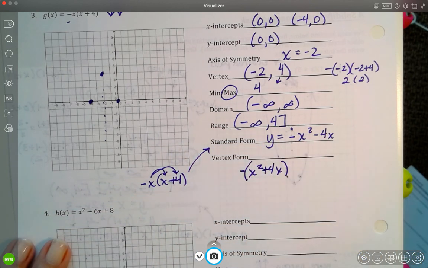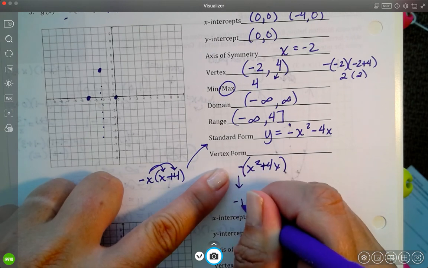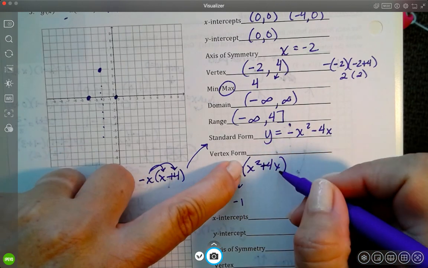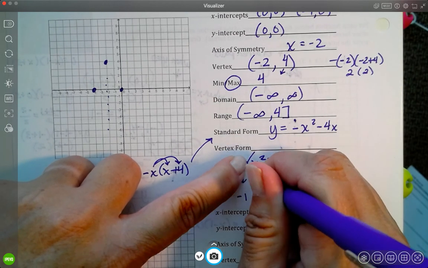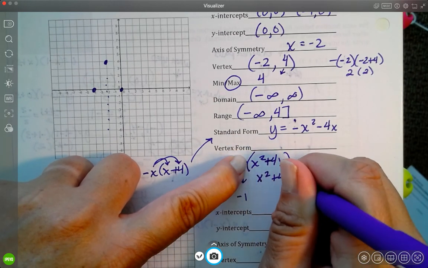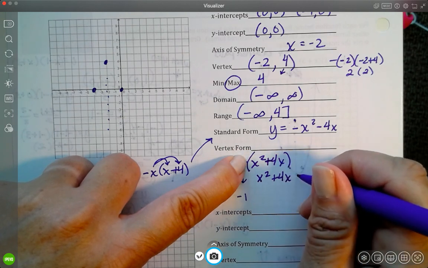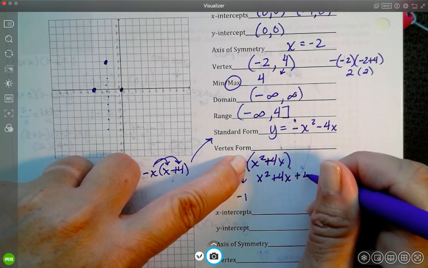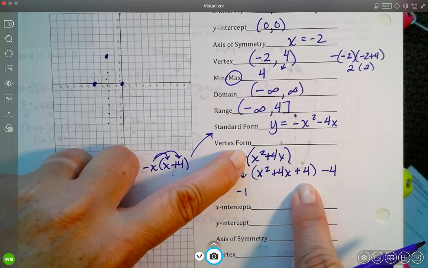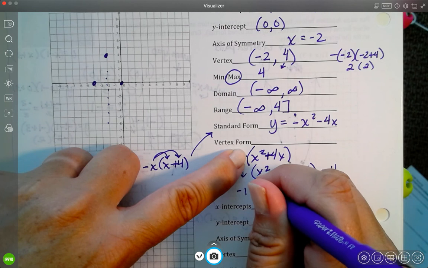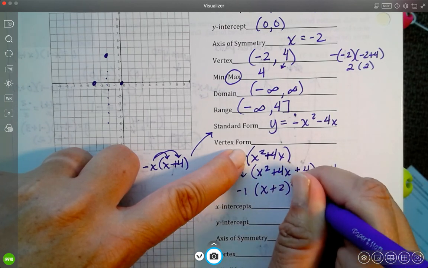Okay, now I'm going to ignore this -1 until I get down to the bottom, okay? So we're just going to look at this. I want to complete the square. I have x squared plus 4x. Half of 4 squared is 4. So I have this, and then I want to subtract the 4 that I just added to make it what I wanted, right? And then I have a perfect square trinomial, x plus 2 quantity squared minus 4.